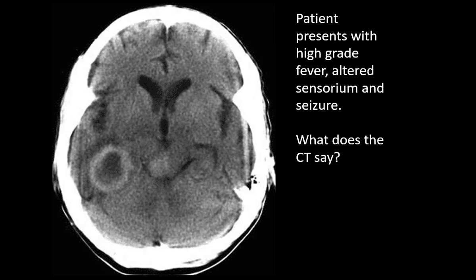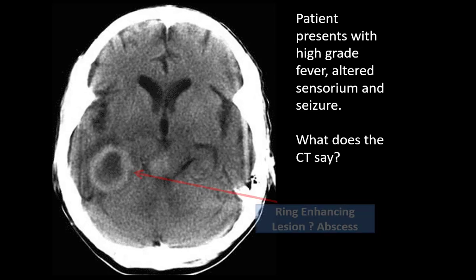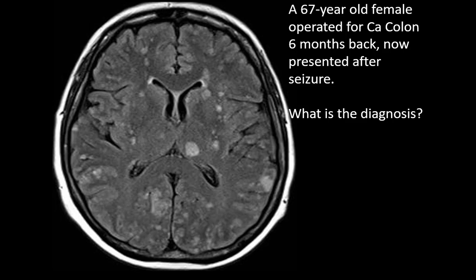A patient presents with high-grade fever, altered sensorium and seizure. What does the CT say? Yeah, there is a ring enhancing lesion, probably a contrast enhanced CT. You see a ring enhancing lesion, and the differential diagnoses could be abscess, toxoplasmosis, lymphoma, anything. Could be neurocysticercosis also. So here it was probably an abscess.